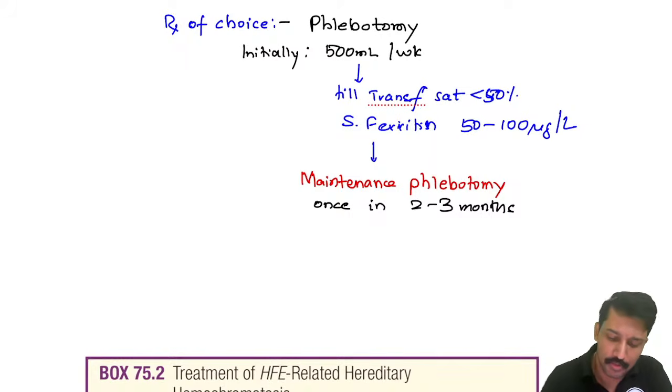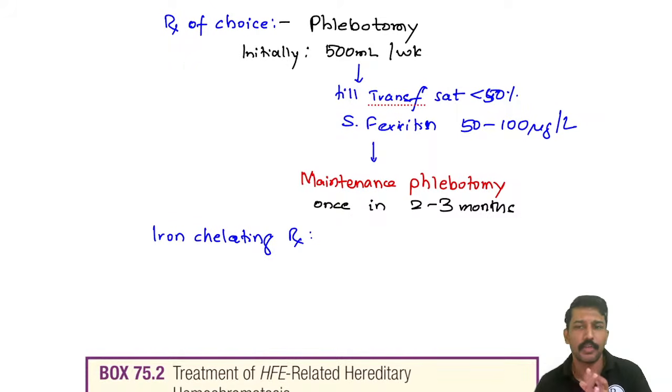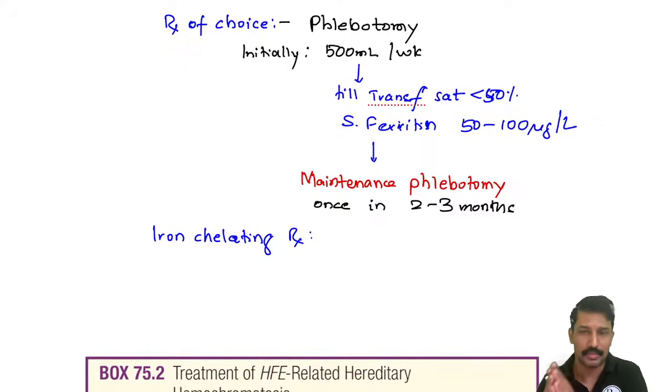Now, then comes the question, when do I consider iron chelating therapy? It's not actually meant for all patients. Iron chelating therapy is primarily useful for secondary iron overload. Like, let us say, a thalassemia patient who requires regular transfusions, and that is going to burden the body with extra iron. That iron we can reduce with the help of chelating agents. Here we can consider using it if the patient is not able to tolerate phlebotomy, or if there are some contraindications for phlebotomy.